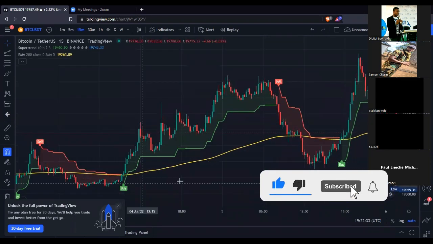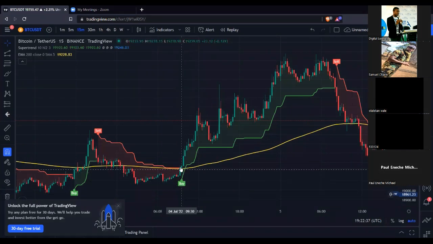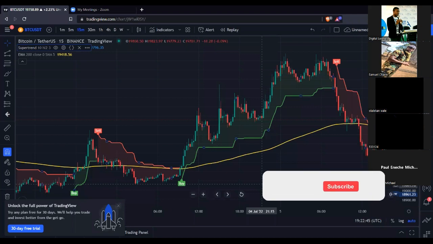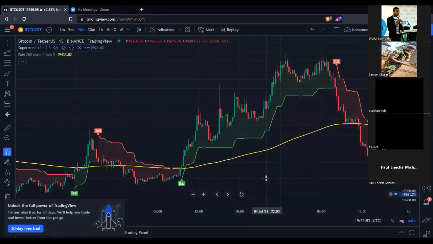Okay, like this one, I saw this signal here. Maybe when it appears, the candlestick was still below this, and then when it breaks through, okay, you would have entered the market somewhere around here, and you would have made some profit up there. All right. So this is a very simple indicator that you don't need to tweak anything. All you just need to do is to follow the instruction I've told you, and you are good to go.